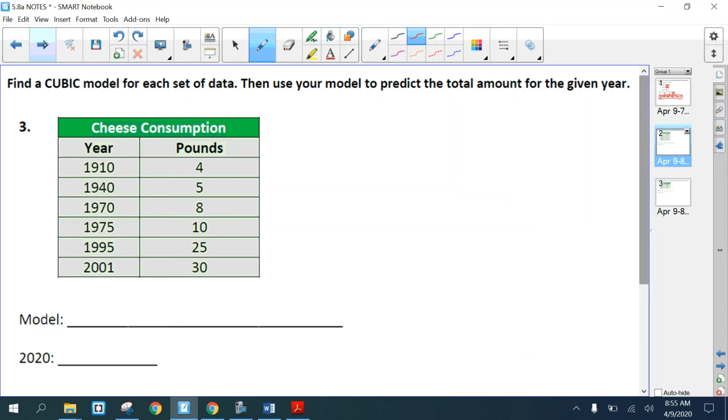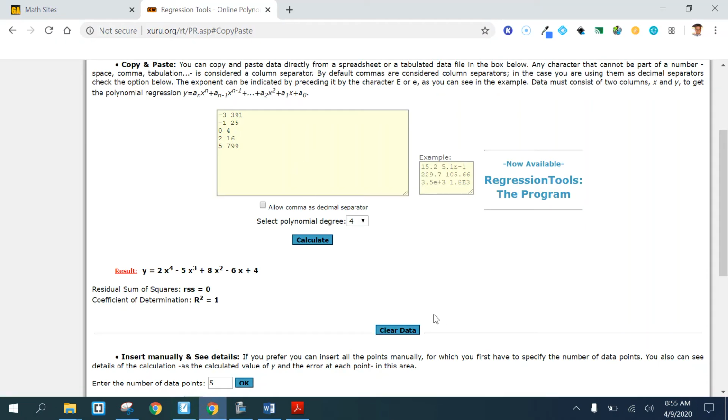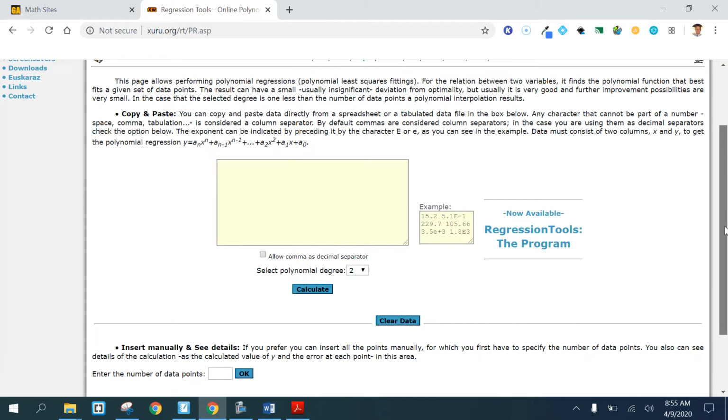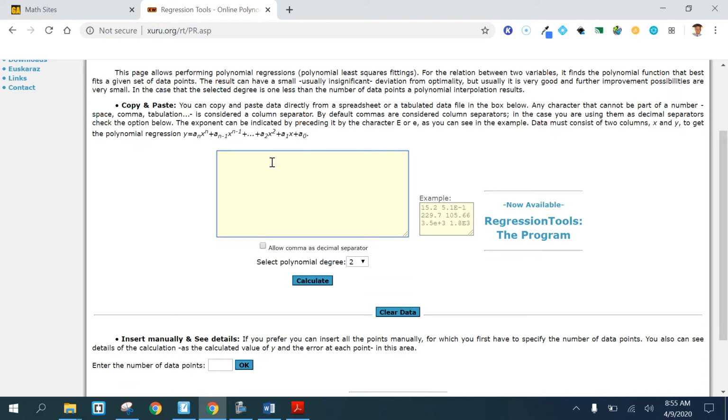Next problem says find a cubic model for the set of data. Then use your model to predict the total amount for the given year. Okay, so we know it's a cubic model. So we're going to go back here. Let's clear the data. And let's enter in all those numbers again.